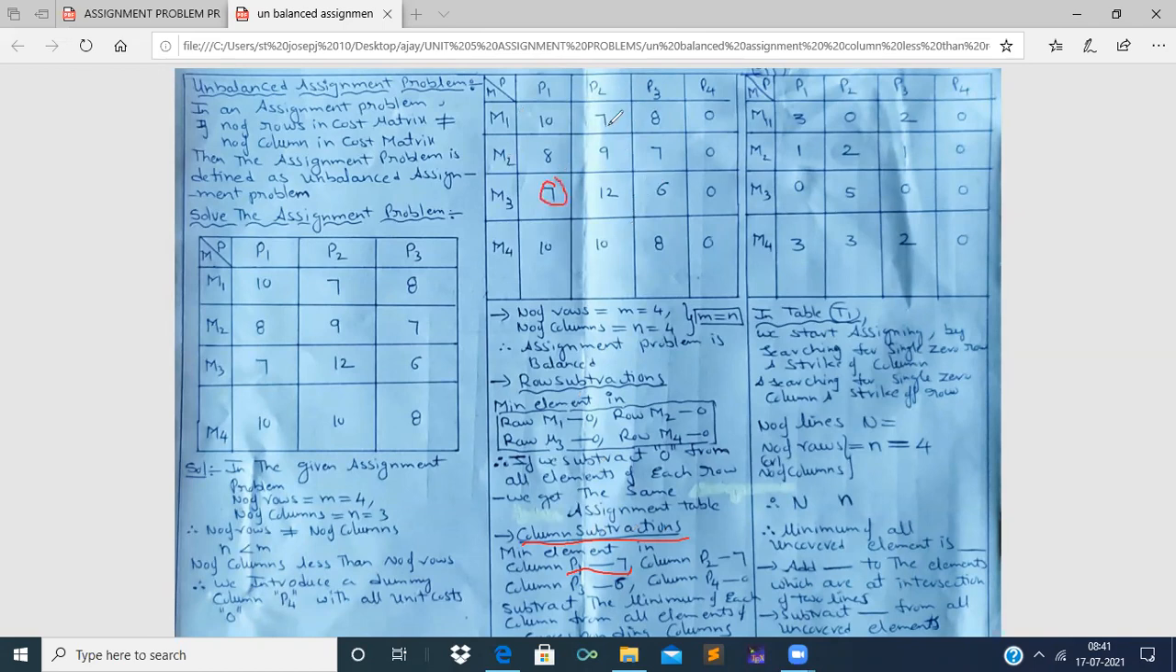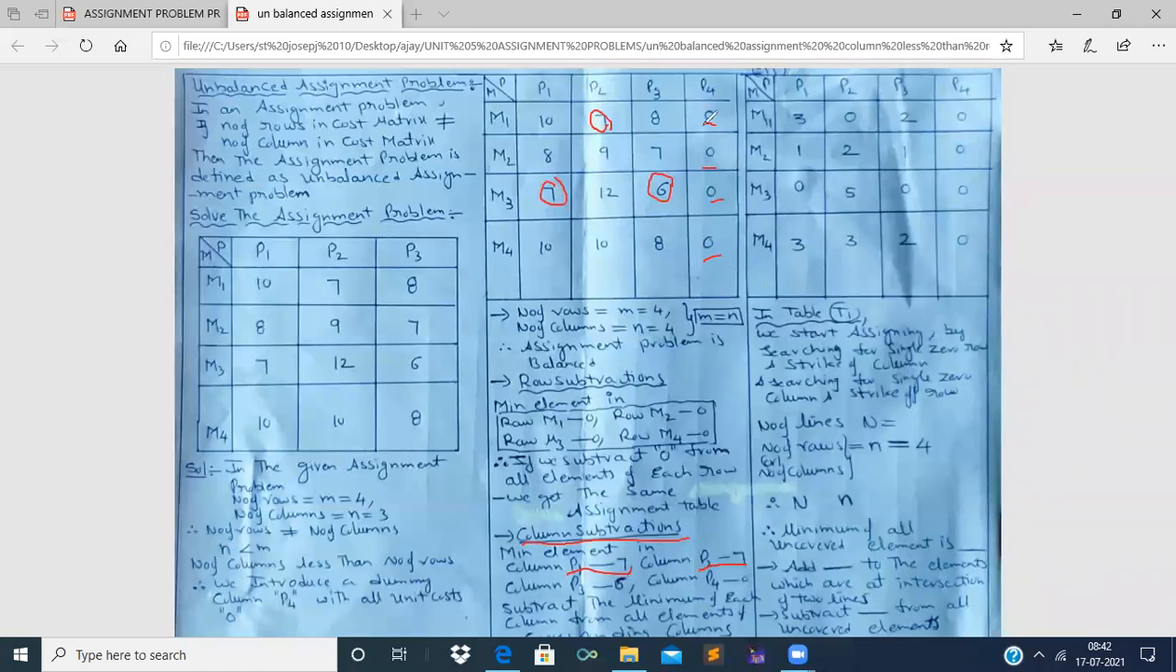And if we observe clearly, in the P2 column also, the minimum element is 7, right? In the P3 column, the minimum element is not 7, sorry, it is 6, right? And the minimum element in the P4 column is 0, right? All are zeros, it is a 0 column.